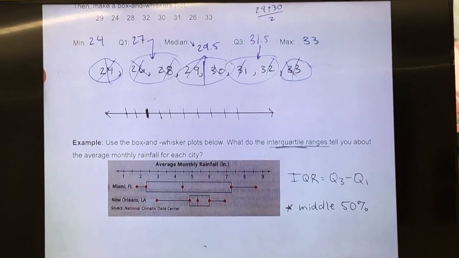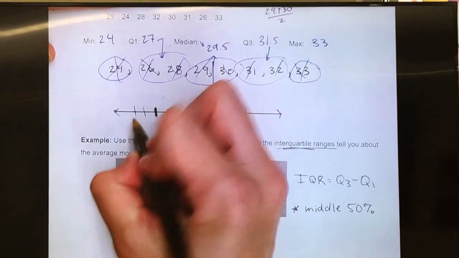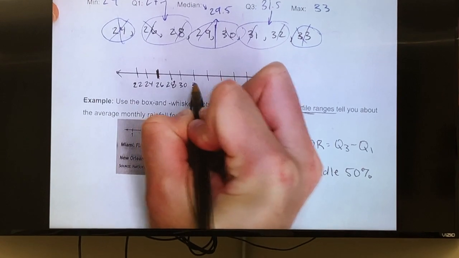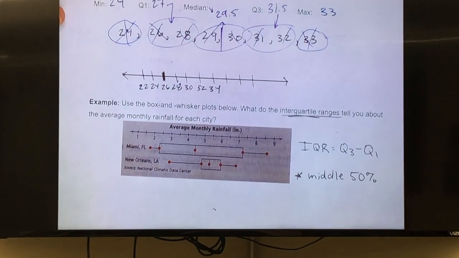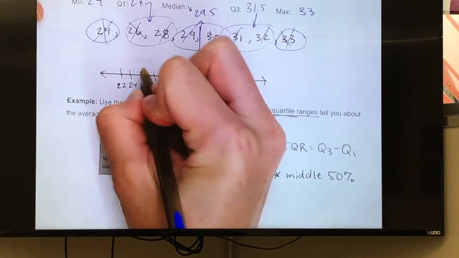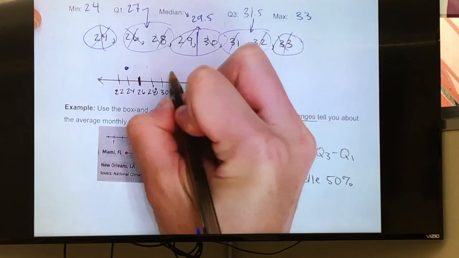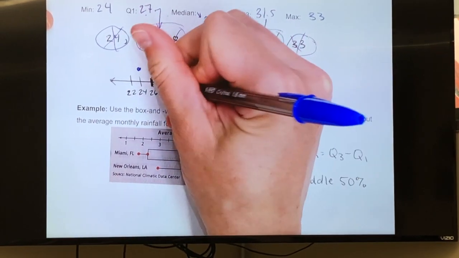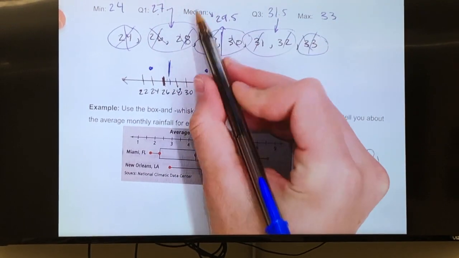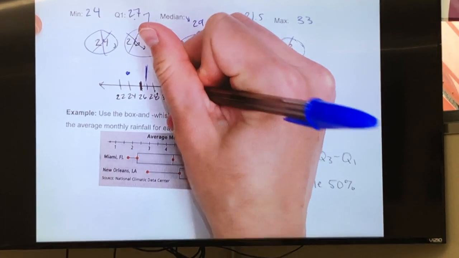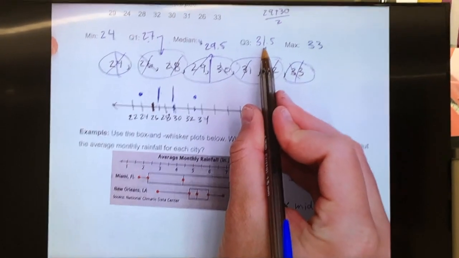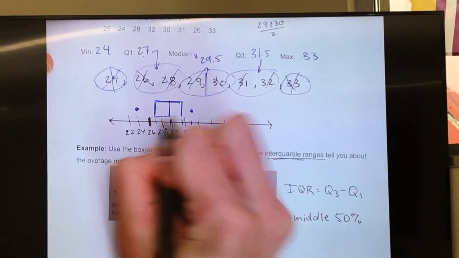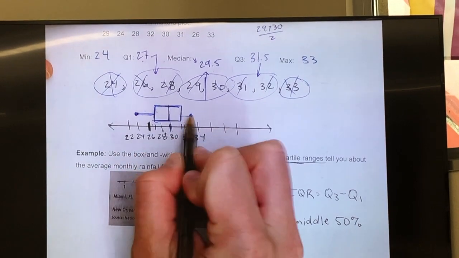All right, let's see. I go from 24 to 33. I think 2s is good to go by here. 22, 24. What's my max? 33. All right, and let's do this. Our min, 24. Our max, 33. And then we do our box. So 27, it's right in the middle. Median, 29.5, that's almost 30. And my Q3 is 31.5, which is almost 32. Try and be as accurate as you can of finding the correct values and completing your box and whiskers plot.